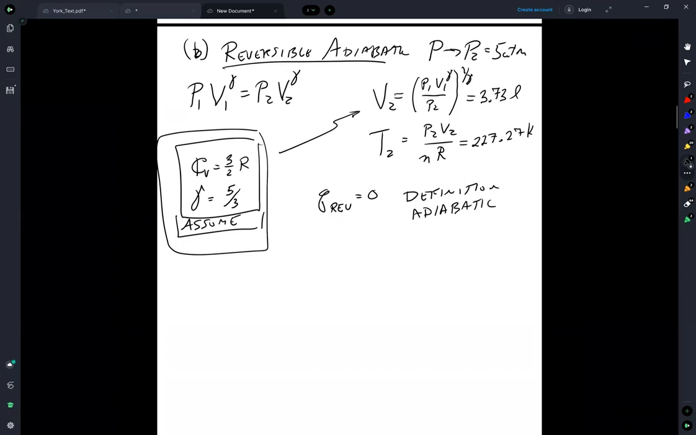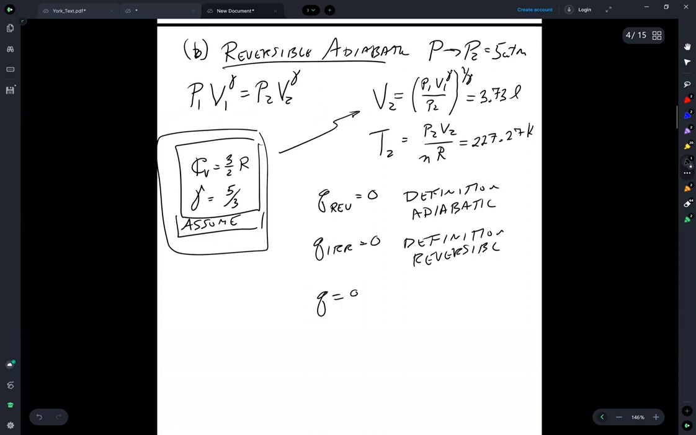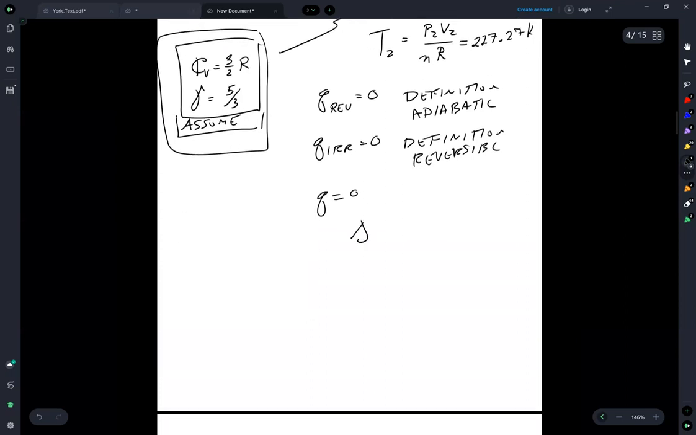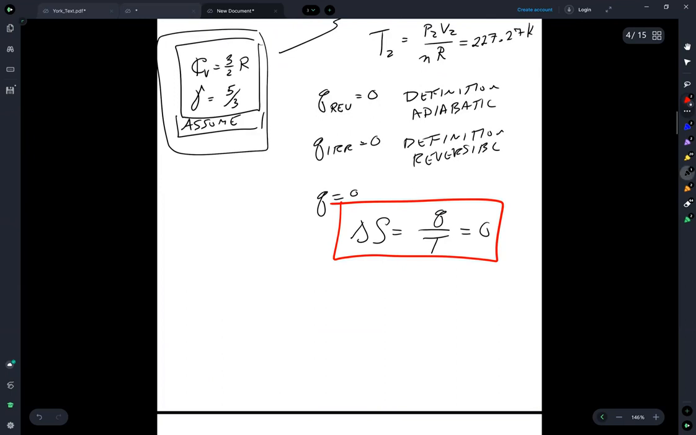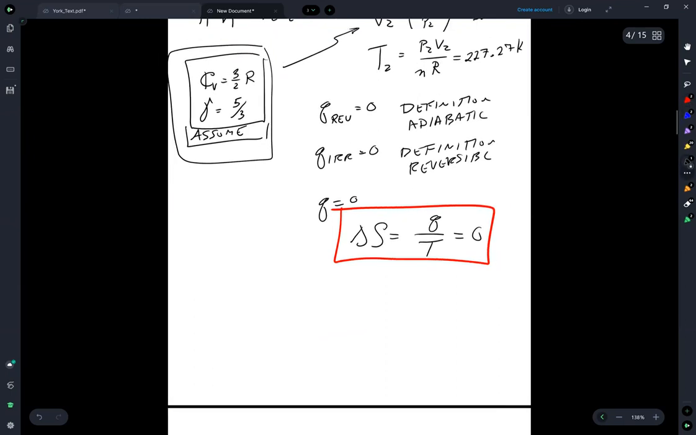Adiabatic, and we know Q reversible is equal to zero. Definition of reversible, which means Q is equal to zero, which means delta S is equal to Q over T is equal to zero.